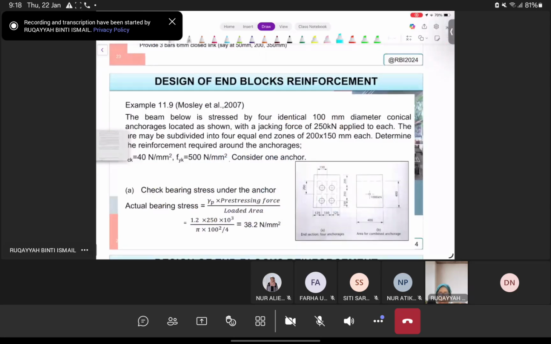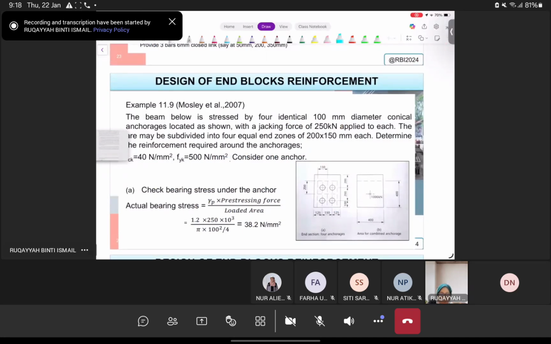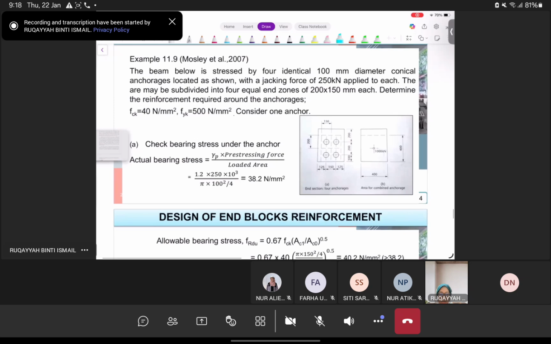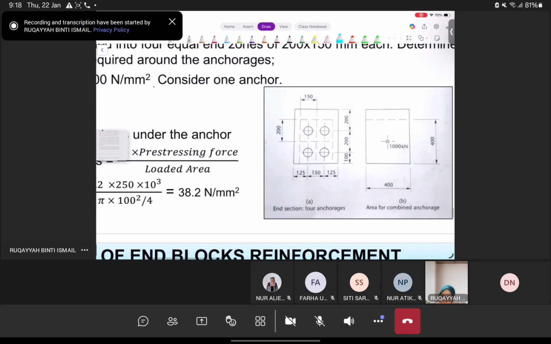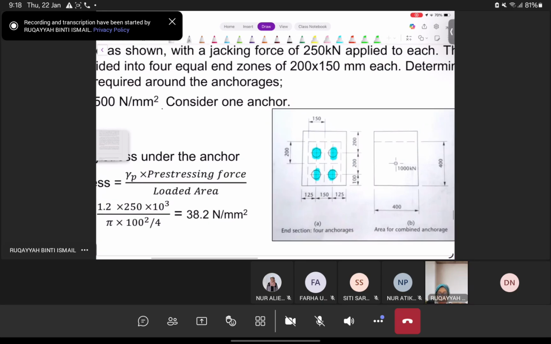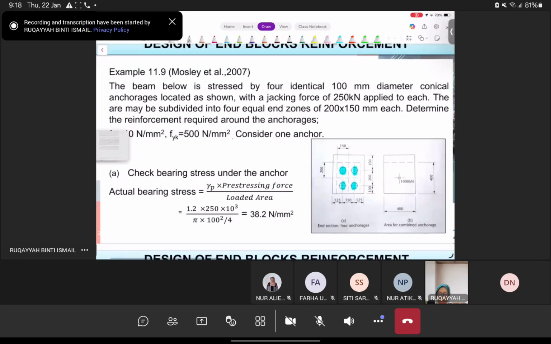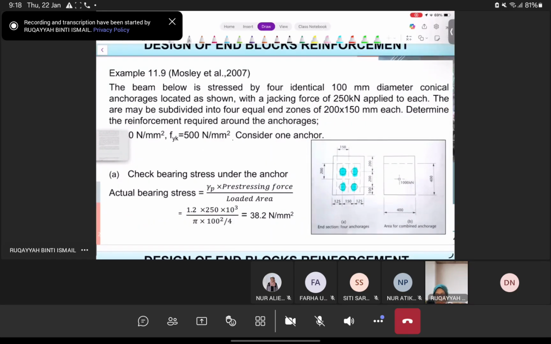Okay, so we have next the design of M block reinforcement. The beam below is stressed by 4 identical 100 mm diameter conical anchorages. When it is conical, normally you would see that it's round. Conical normally will not be square, like in the picture above earlier. Flat normally will be square, but conical will be a circle. All right, and the anchorages are located as shown. So we have a jacking force of 250 kilonewton applied to each.